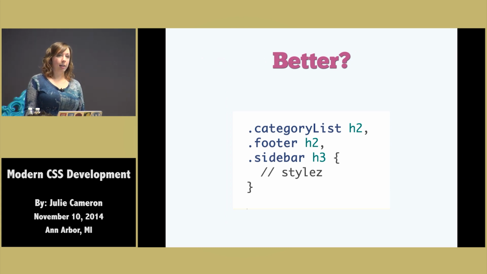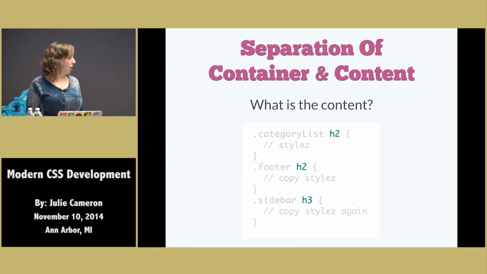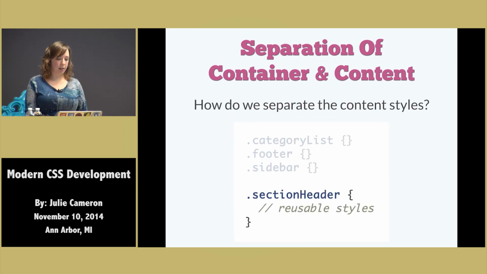So what OOCSS would have us do, let me take a step back. If we look at these, our containers are the classes, the things that the headers are within, which would make our content the H2. So OOCSS would say, let's abstract those H2 styles and put them in their own object. This is a class object that we can reuse anywhere we want those styles ever.